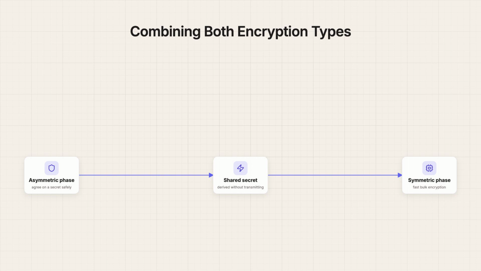The two sides use asymmetric operations to agree on a shared secret without ever sending that secret across the wire. Once they share the secret, they switch to a fast symmetric cipher, like AES, for all the actual data. TLS uses this exact pattern: asymmetric to establish, symmetric to communicate.